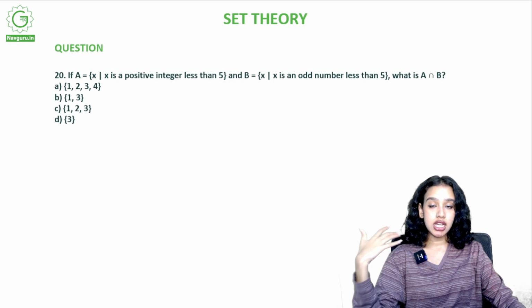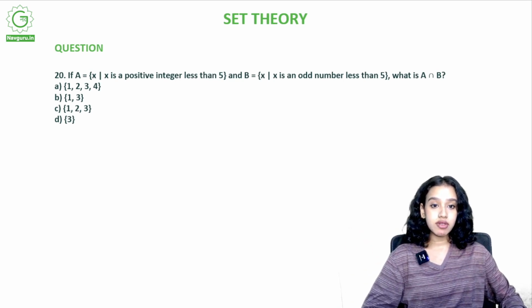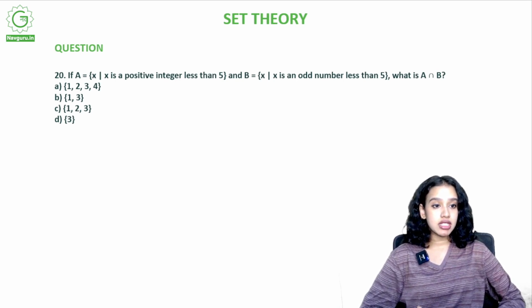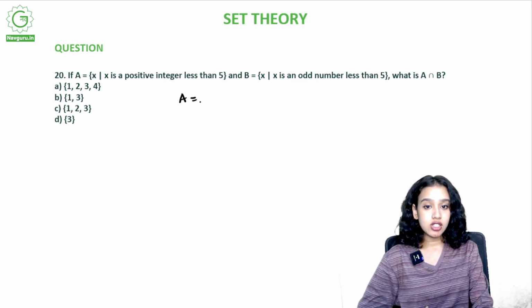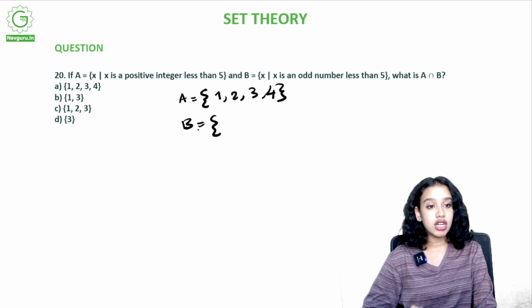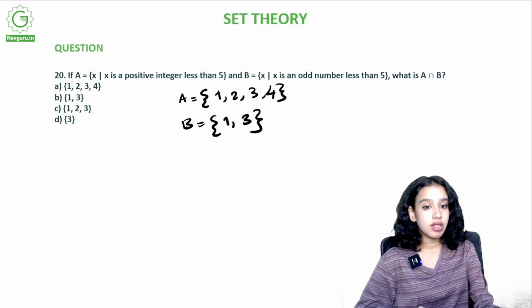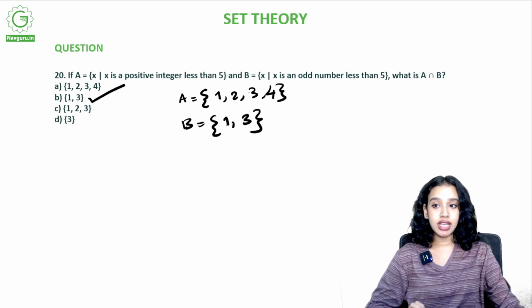Now let's move on to the last question from this chapter. If A is equal to X such that X is a positive integer less than 5 and B is equal to X such that X is an odd number less than 5, what is A intersection B? So A is equal to 1, 2, 3 and 4. And B is equal to 1 and 3. What is A intersection B? We have 1 and 3 here, we have 1 and 3 here. So 1 and 3 is the intersection of A and B.